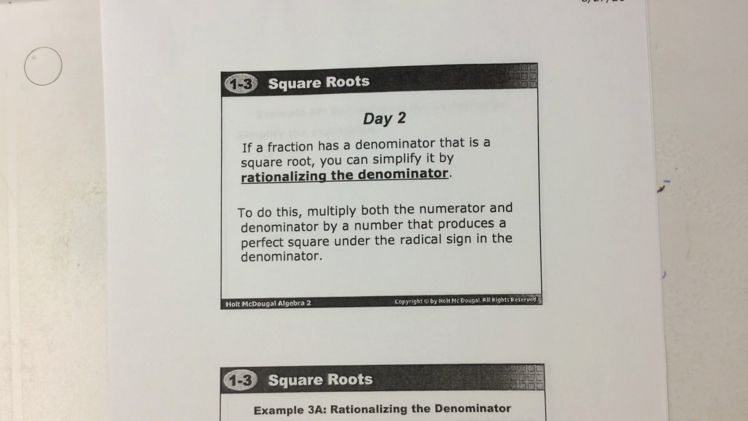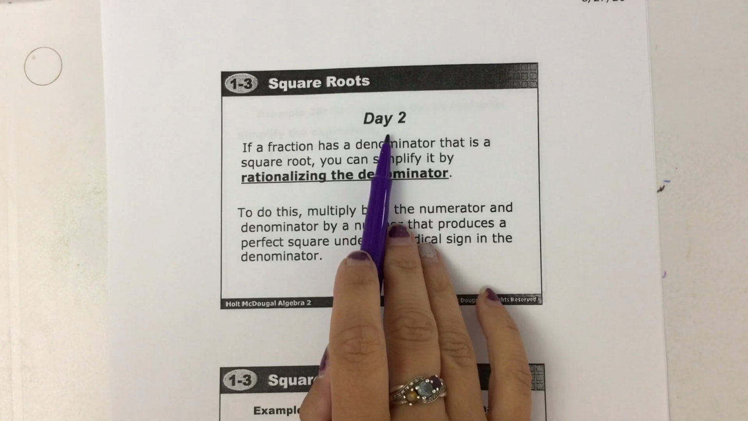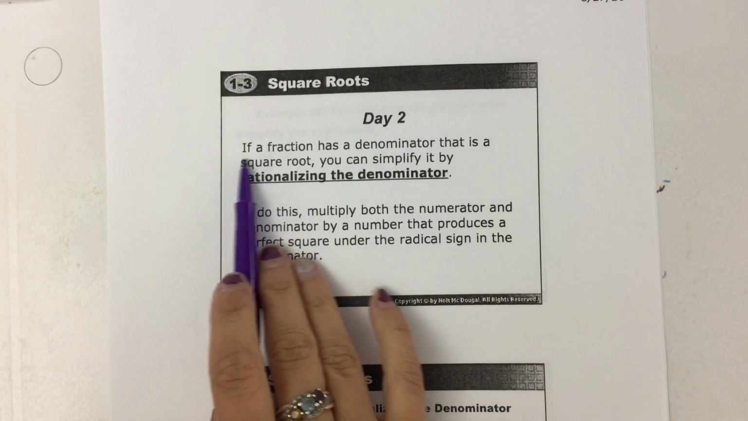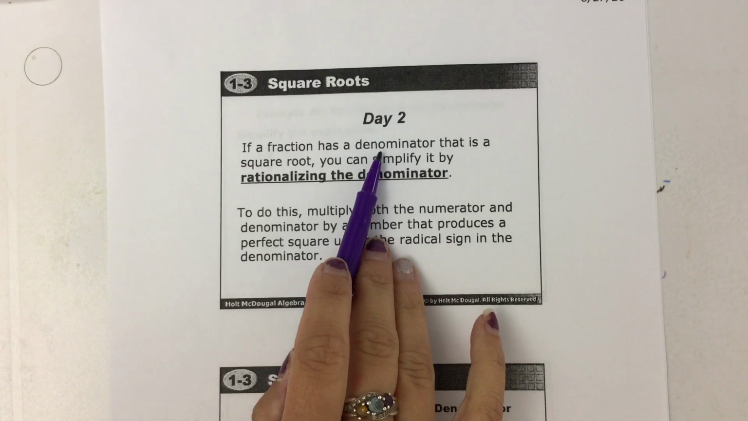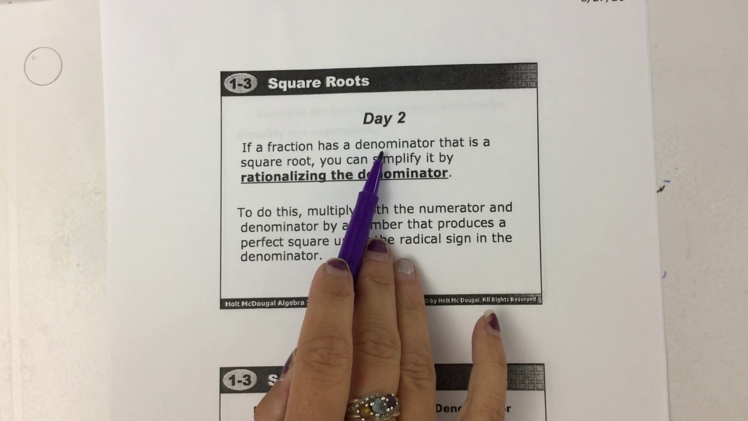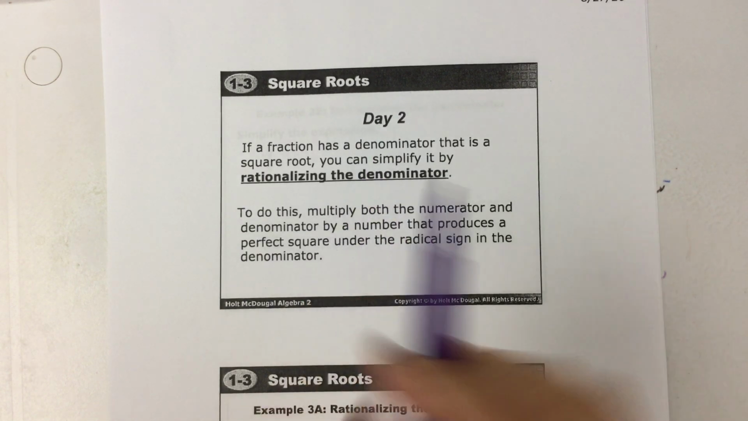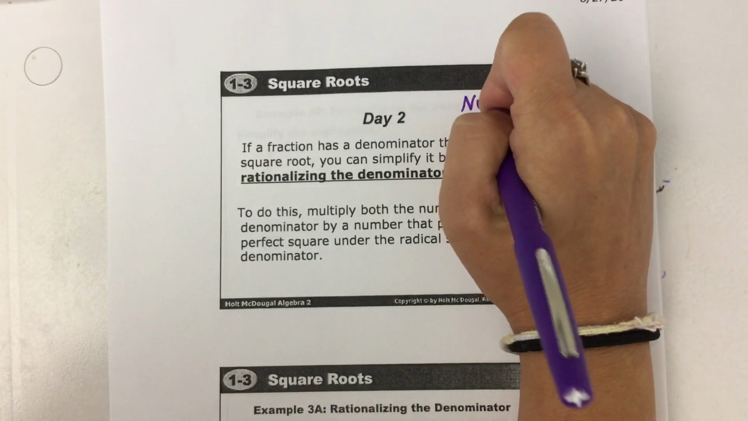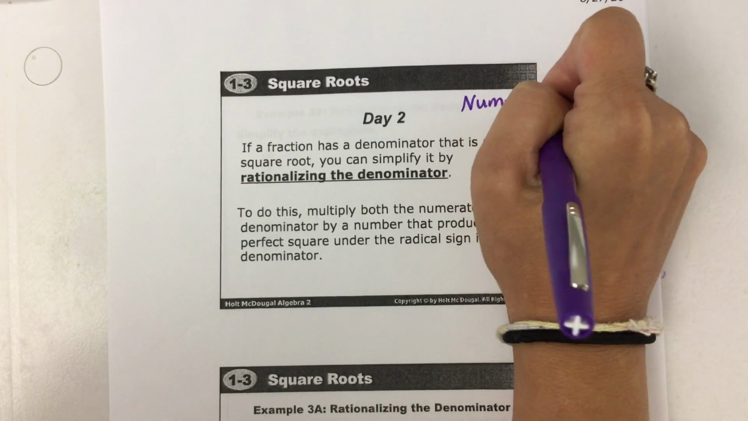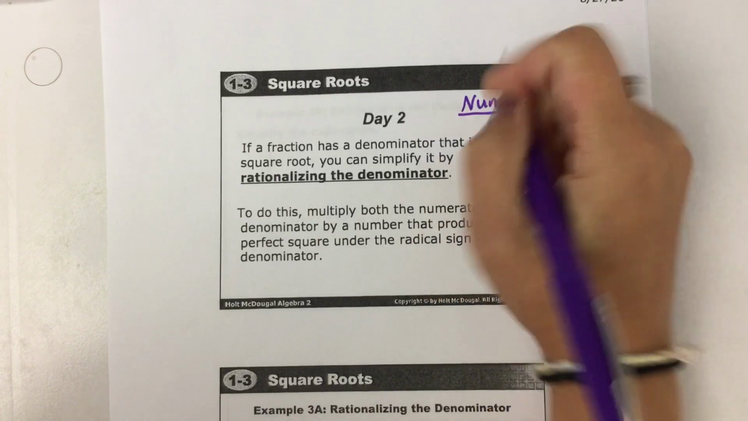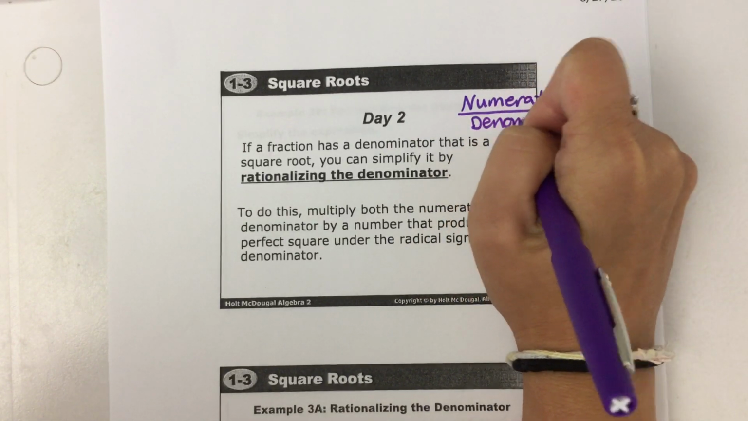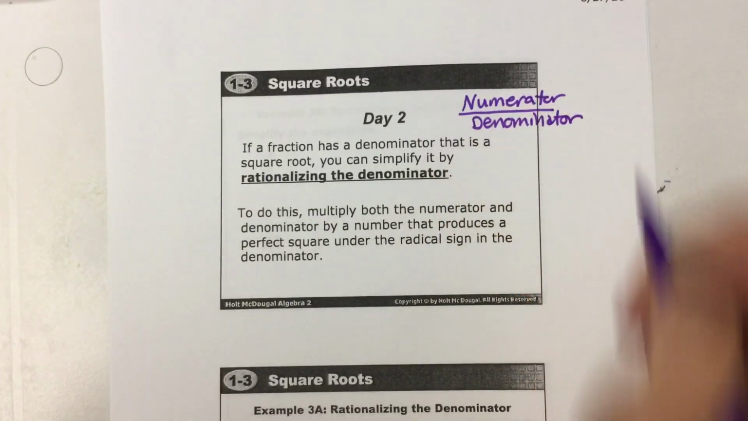We are looking at the second part of Chapter 1, Section 3, pertaining to square roots. Okay, so for day 2, we want to focus on when a fraction has a denominator. And remember, a denominator is the bottom of the fraction. When you have a fraction, the top is called the numerator, the bottom is called the denominator. Okay, so just for a quick review.